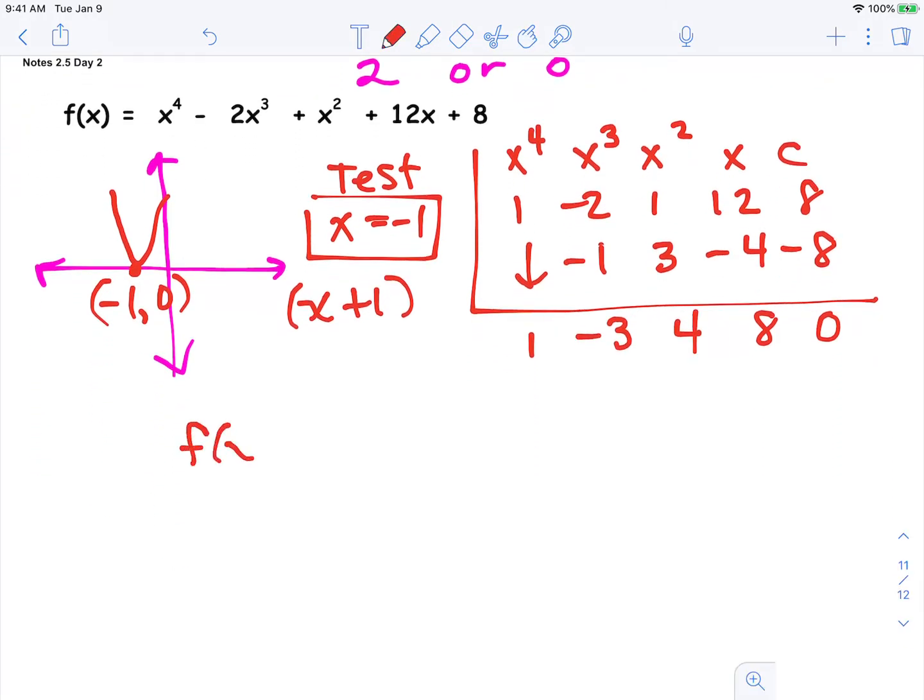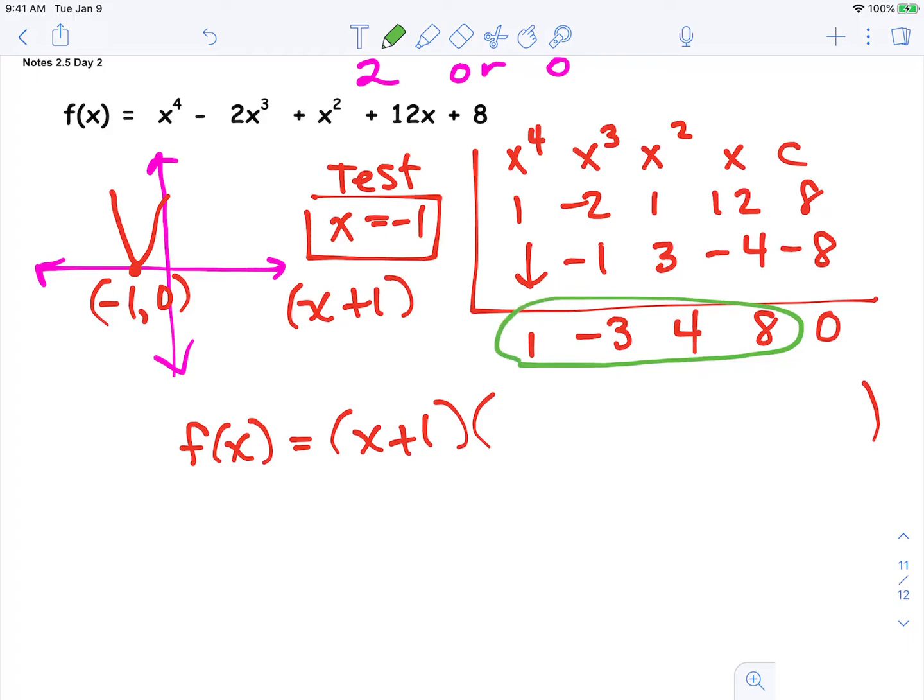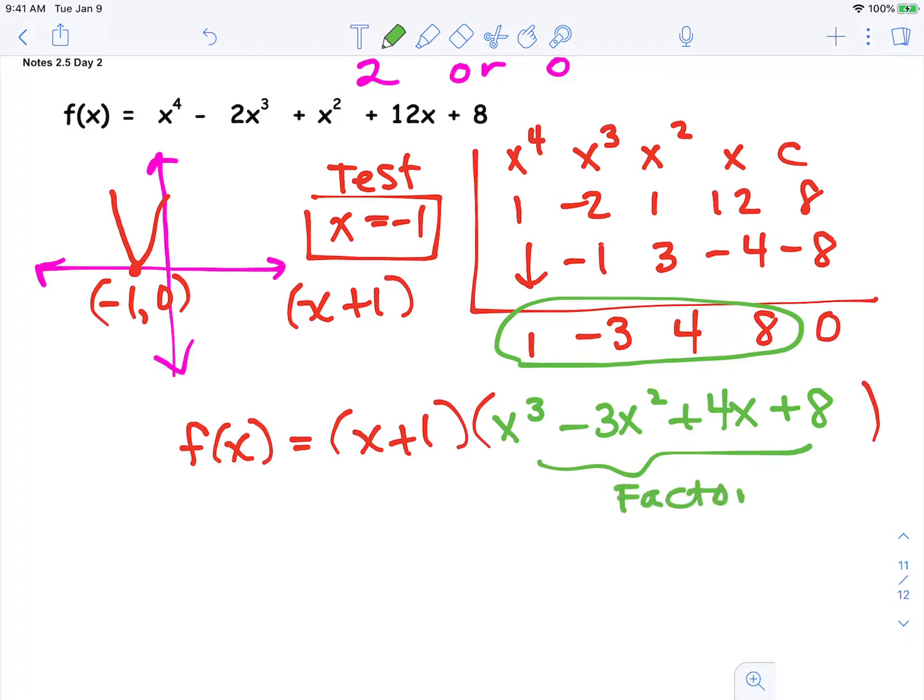So then you would factor x plus 1, and now what's left is a new polynomial where you drop the degree, so you're going to go down to an x cubed, x squared, x, and constant. Then you would try and factor this to find the other three roots, or continue with synthetic division.